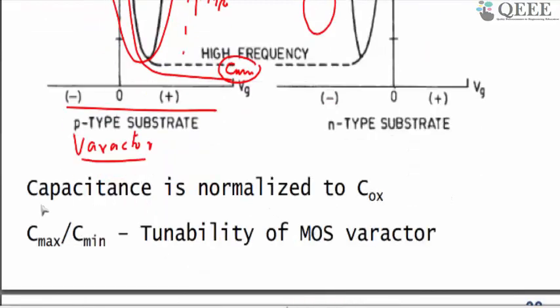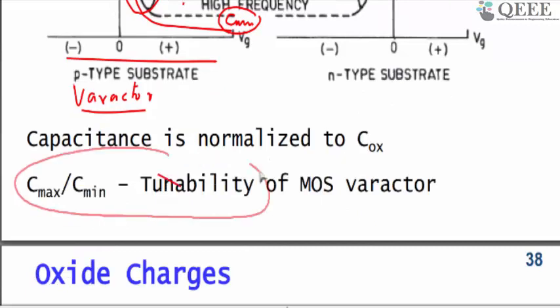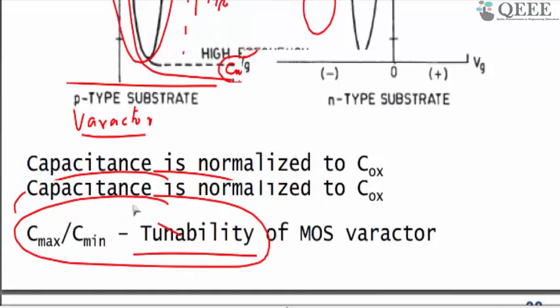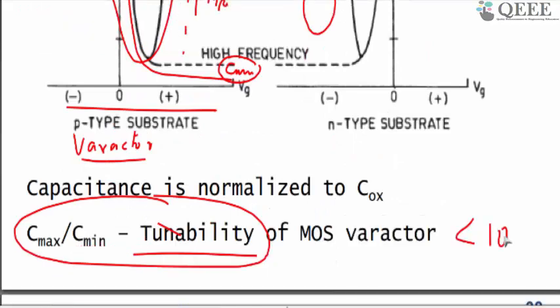Typically if you are a circuit designer, what you are interested in is something known as tunability, which is a metric. How much room do I have? This is C maximum over C minimum, and this parameter is known as tunability. It is not very large; if you do the math, it may be somewhere less than 10. So you don't get very large tunability, but even if it is less than 10, you can tune the frequencies over a sufficient bandwidth.